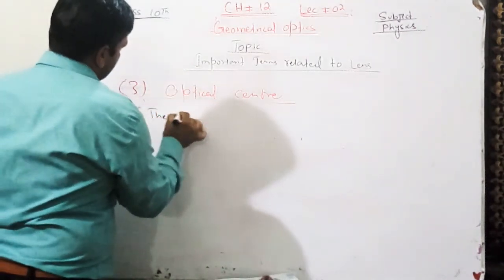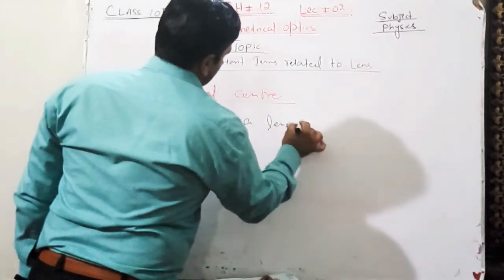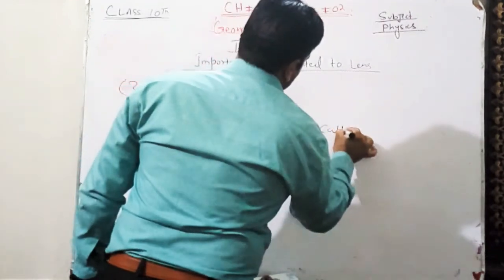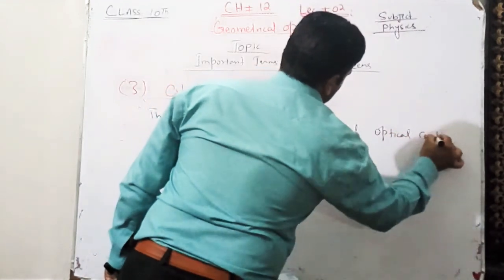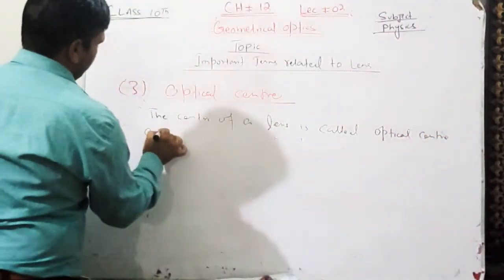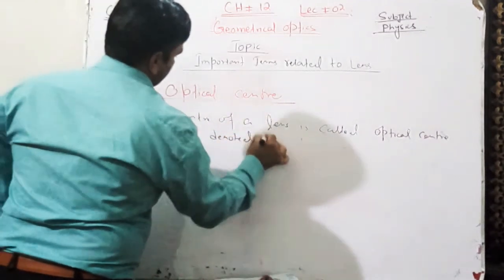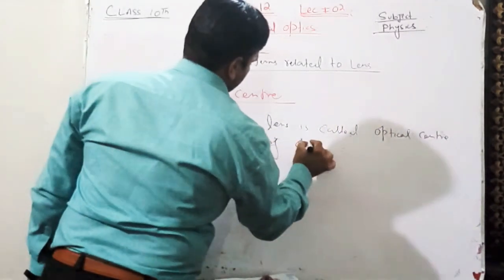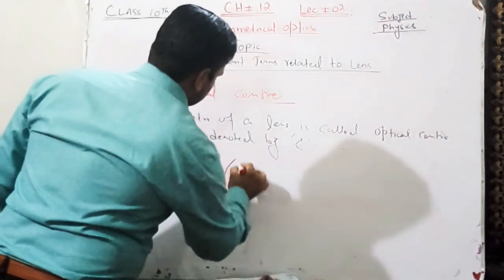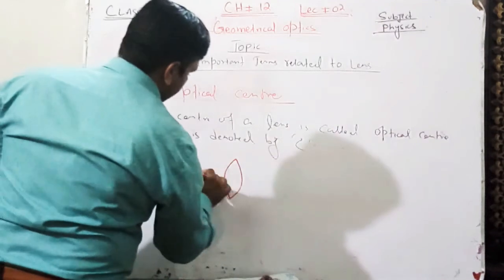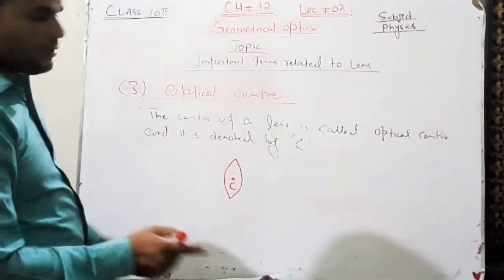The center of a lens is called optical center and it is denoted by capital C. If I draw the diagram, then we can see that it is a convex lens and its center is called optical center and it is denoted by C.